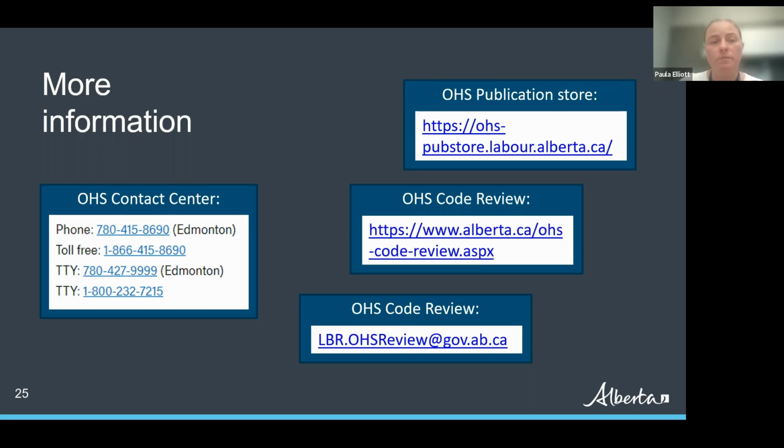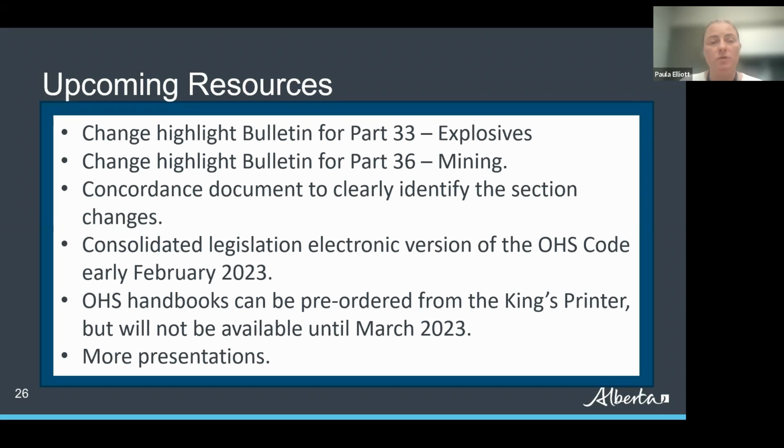So as I mentioned, there are 2 resources that are still under development, and that's for the explosives and mining parts. We are developing a concordance document to clearly identify the section changes and where everything went, if it did actually go somewhere else. We've consolidated the legislation electronic version, which should be available actually sometime this month. You can actually order OHS handbooks, those blue books, from the King's Printer, but they won't be available until at least March of this year. Plus, we are trying to do more presentations as time goes on.